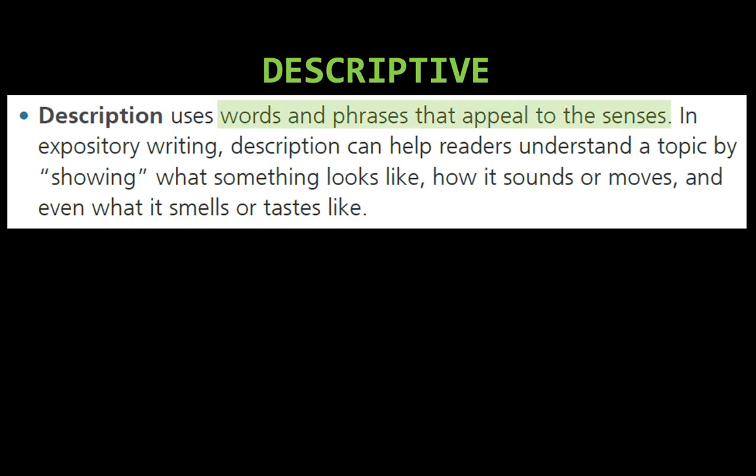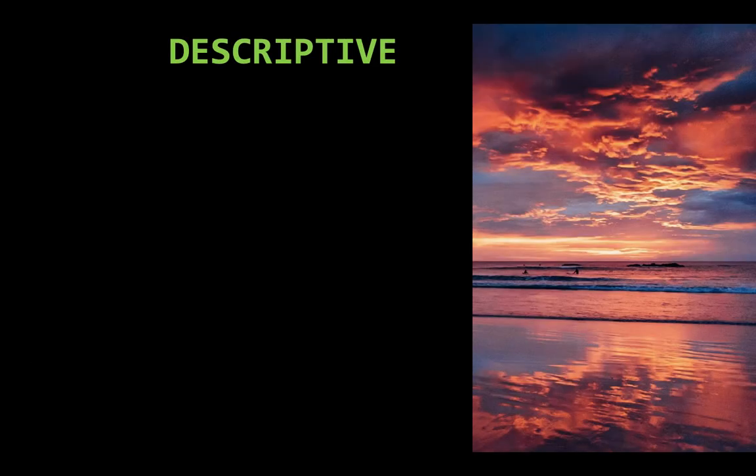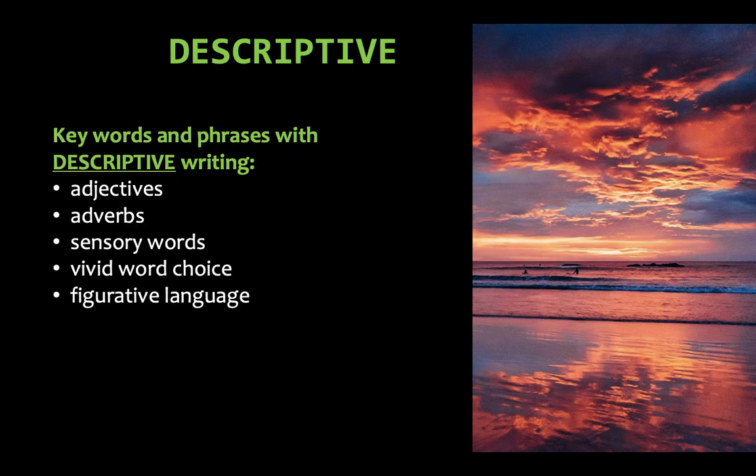With descriptive writing, the author uses words and phrases that appeal to the senses. Again, this is when we typically show, not tell, the reader what something sounds like, looks like, what it smells or tastes like. You might need to describe how blood moves through the heart if you're writing a science paper. Or maybe you're just describing a beautiful scene on a beach. Typically, authors would use adjectives, adverbs, sensory words, vivid word choice, and figurative language.